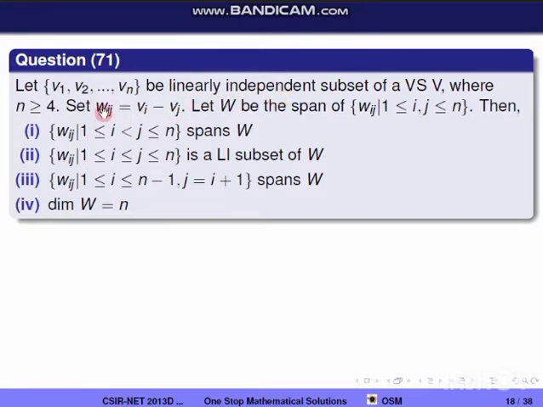Wij is defined based on them. W is the span of wij's. Then we have to find which of the following options is correct. We look into the concept used.